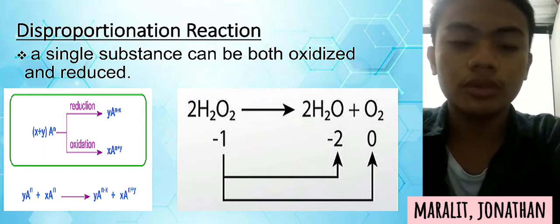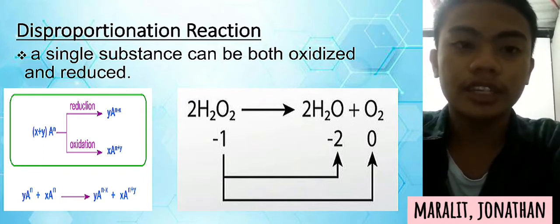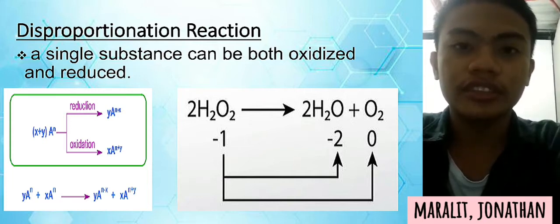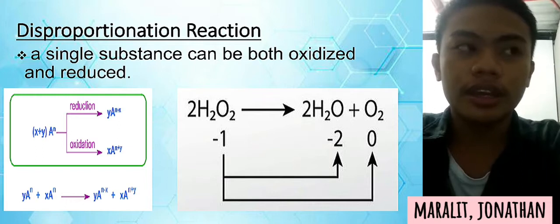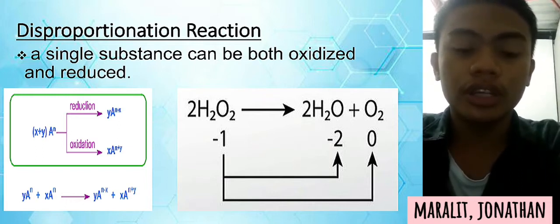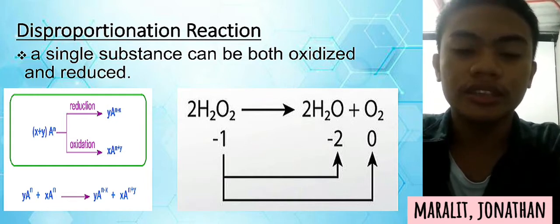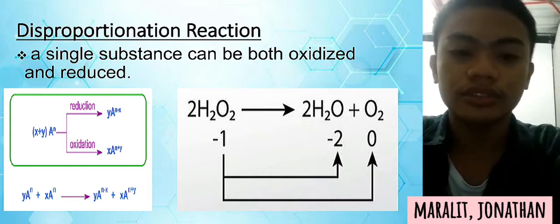In H2O2, oxygen has an oxidation state of -1. In H2O, its oxidation state is -2, and it has been reduced. In O2, however, its oxidation state is 0, and it has been oxidized. Oxygen has been both oxidized and reduced in the reaction, making this a disproportionation reaction.